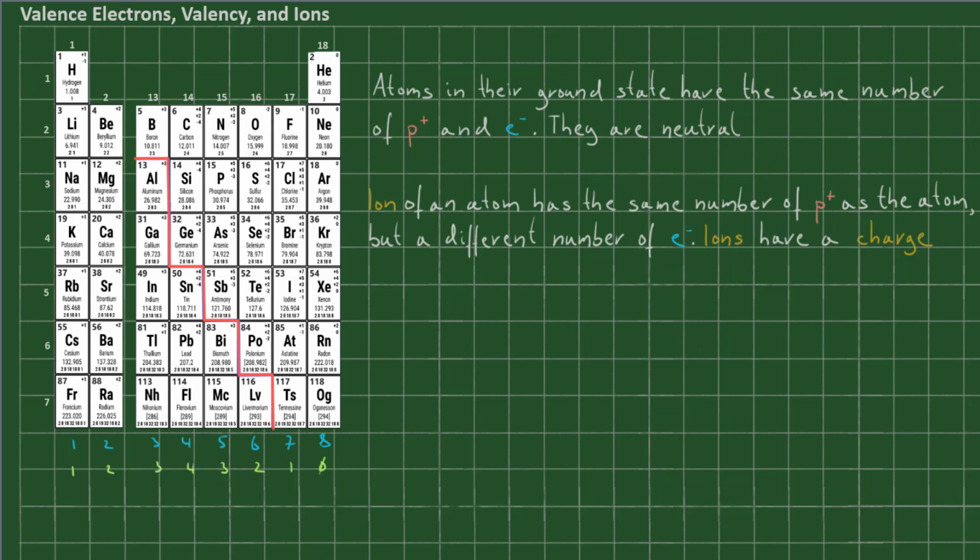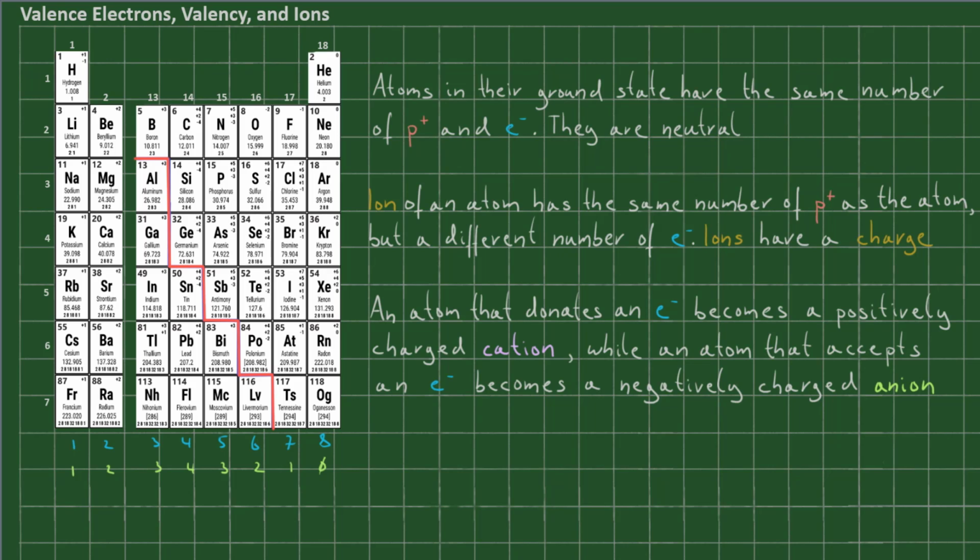When an ion contains more protons than electrons, it becomes positively charged and it is known as a cation. On the other hand, when an ion contains more electrons than protons, it becomes negatively charged and it is known as an anion. A more proper definition would be an atom that donates an electron becomes positively charged and it is known as a cation, while an atom that accepts an electron becomes negatively charged and is known as an anion. Notice, it's not an onion, it's an anion.